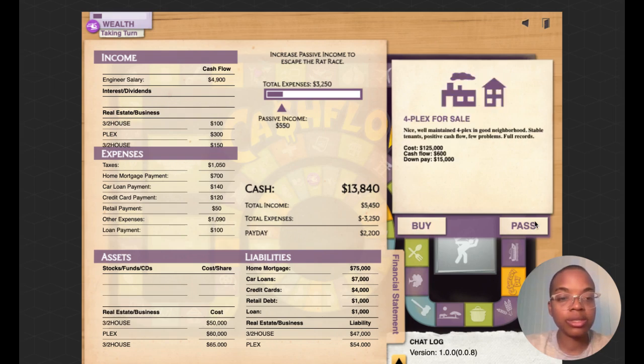So I'm going to take another big opportunity. Now look at this one right here. Ooh, fourplex for sale. Nice, well-maintained fourplex in a good neighborhood, stable tenants, positive cash flow, few problems. Oh, this looks really good. $15,000 down payment. I'd have to take out a loan for about $2,000, so that would be deducted from the cash flow. So that'd be a $400 cash flow for this. But $125,000 in value. That's pretty good. I'm going to have to take out a loan and buy this one, guys.